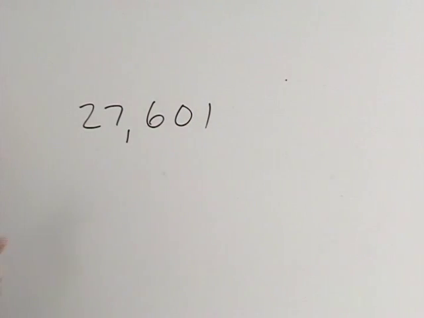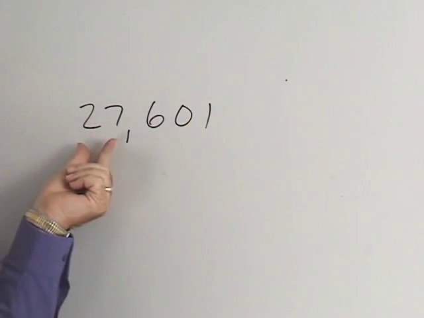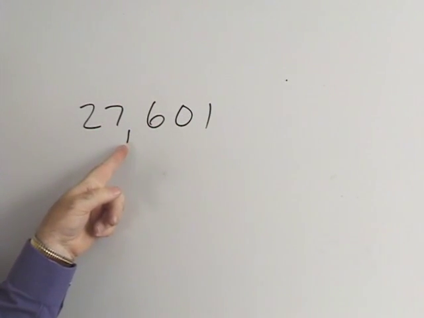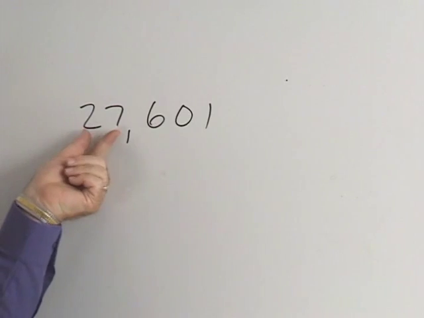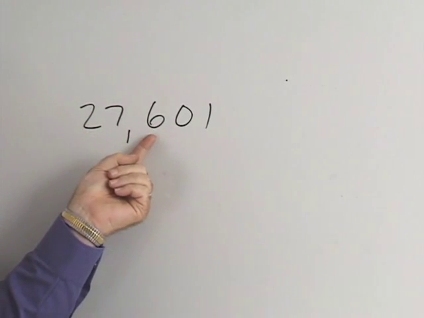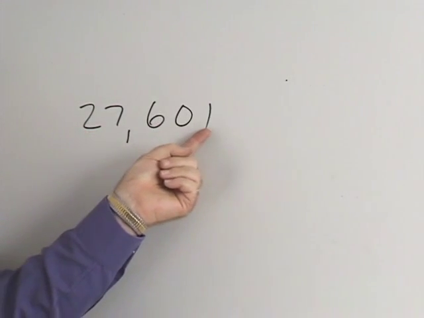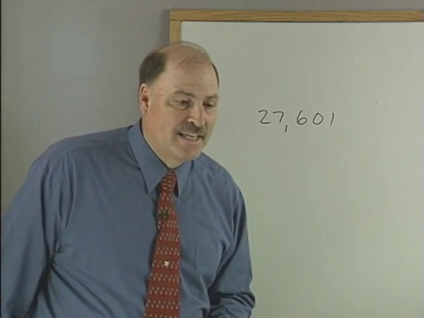First, let's say it. Who can say this number? Right here. Can you say this number? 27. And what's the name of this? 1,000. The little comma's name is 1,000. 27,601. 601. Very good.